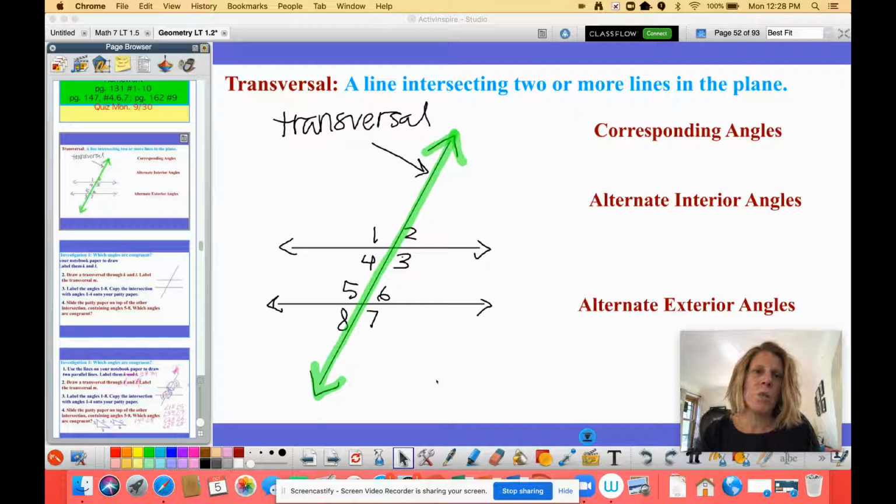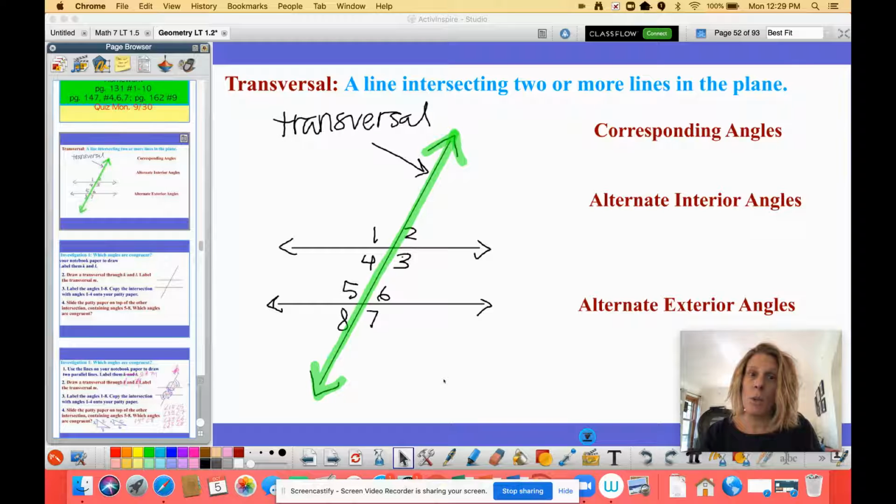Hi, everybody. So today for our lesson, we're going to be talking about something called a transversal. Up until now, we've been looking at special angle relationships. And so we've learned about linear pairs, vertical angles, complementary angles, supplementary angles. And so today we're going to take it a step further and learn what happens when we have a transversal that cuts through two parallel lines.